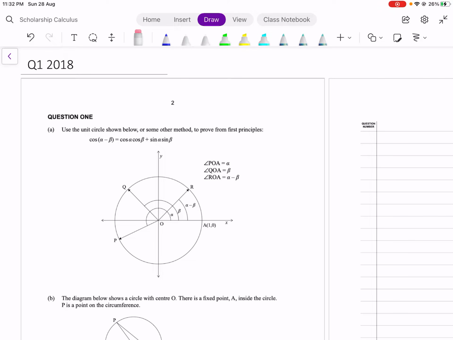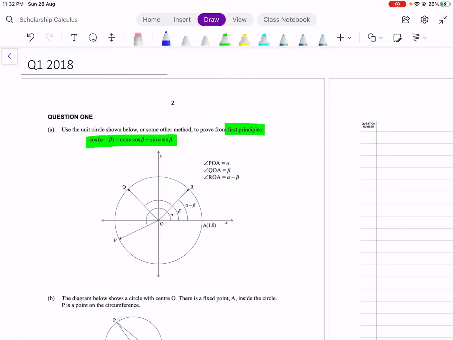question. This question here starts off with a proof, which isn't necessarily the easiest starter. I'm going to show you two methods to solving this problem. First principles generally means, in this context, if we want to prove a formula that's on the formula sheet, we need to use other geometry that we've learnt in earlier years to prove it.